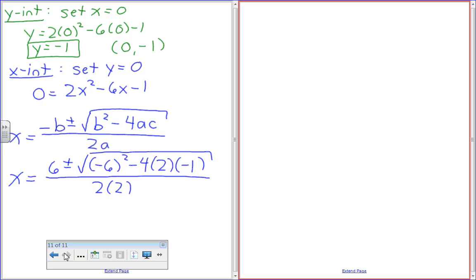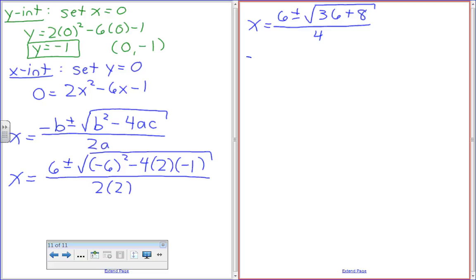Matt, what is negative 6 squared, please? 36. Good. And negative 4 times 2 times negative 1 is? No, 8. Now, you're not the only person who's ever made that mistake. It's like negative 4 times 2 times negative 1, so it's like two negatives multiplying, which turn to be a plus. So please take very good care to make sure you get that. 36 plus 8 is 44.